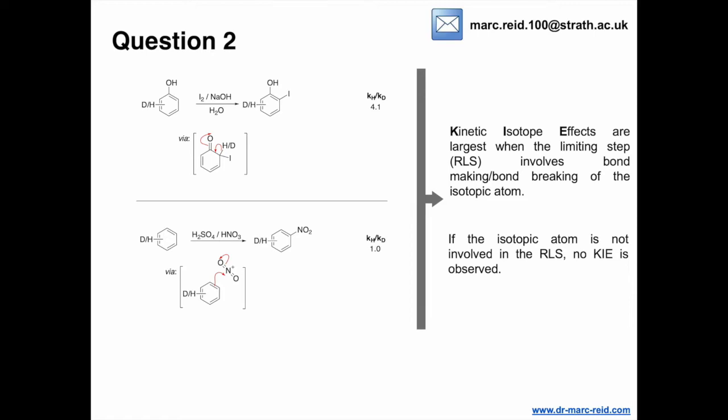In summary, kinetic isotope effects are largest when the rate-limiting step involves bond making or bond breaking with the isotopically labelled atom. If the isotopically labelled atom is not involved in the rate-limiting step, no kinetic isotope effect, or indeed a much smaller secondary kinetic isotope effect, is observed. Again, we'll come back to the issue of KIE magnitude later.